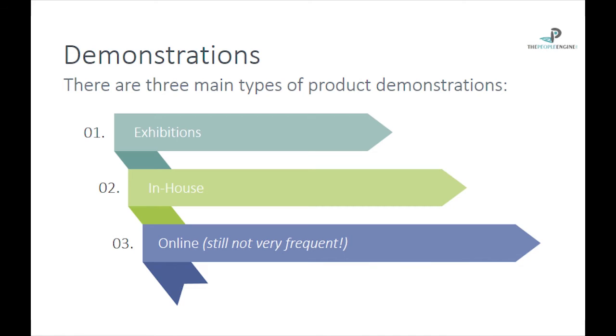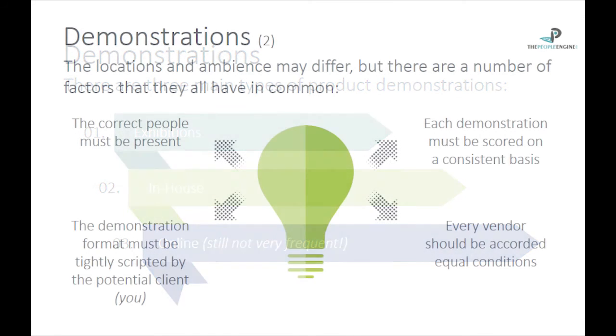There are 3 types of product demos that we're most likely to come across: going to an exhibition, having the vendors come to your premises and demonstrate the software, and then online demonstration, although this isn't very frequent still, but it is becoming more and more popular. Demonstrations may all differ in location and ambience, but there are factors that they have in common.